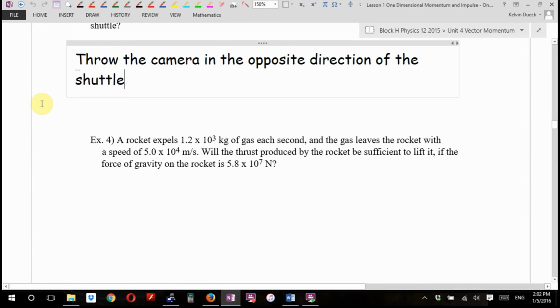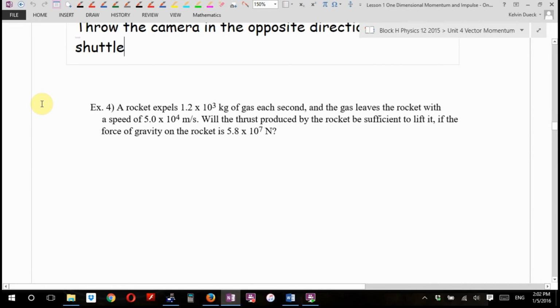In fact, here's my rocket question. A rocket expels 1.2 times 10^3 kilograms of gas each second, and the gas leaves the rocket with a speed of that. Will the thrust produced by the rocket be sufficient to lift it if the force of gravity on the rocket is 5.8 times 10 to the 7th? This question here wants me to find thrust force.